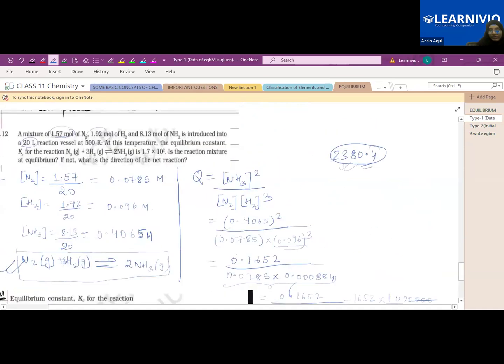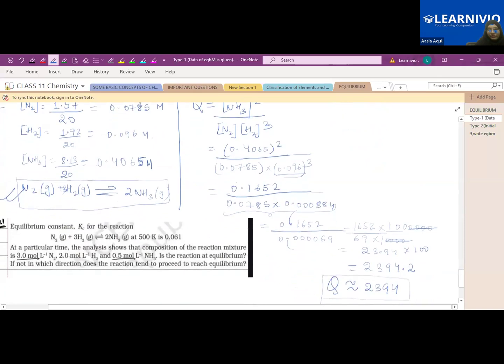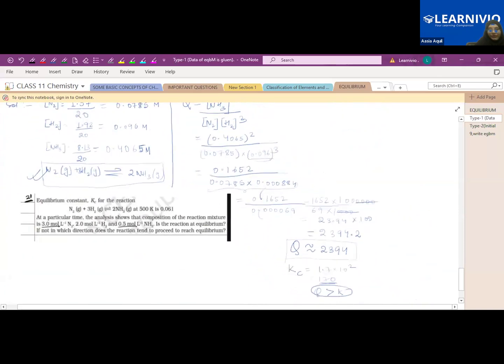The question was, is this reaction mixture at equilibrium? So no, this reaction mixture is not at equilibrium. The direction of the net reaction will be the backward direction. Why backward? Because Q is greater than K, so this reaction will proceed in the backward shift. Is this clear? Yes. So this is an application-based question. Based on the application, they can give you this type of question. Now quickly just write it down.